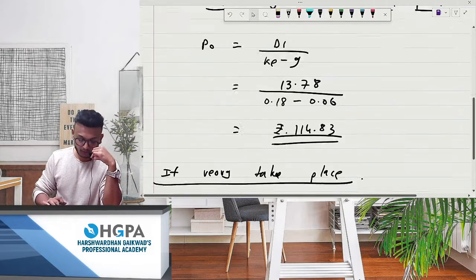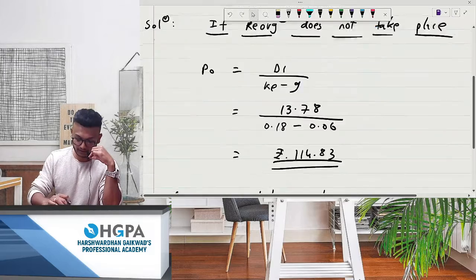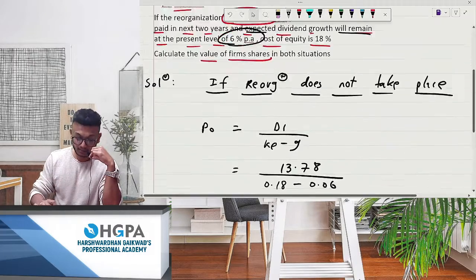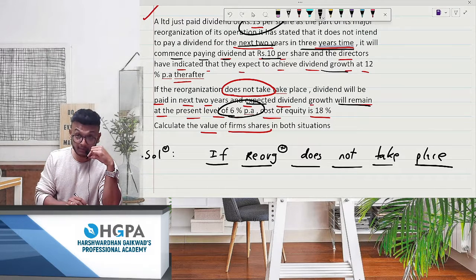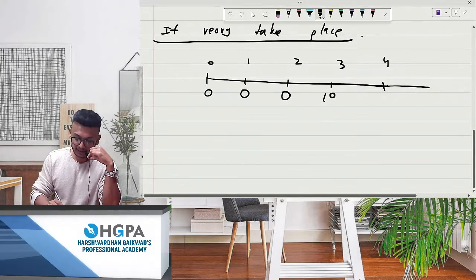So what they have told you is they don't have any intention of paying dividend in the next 2 years, in 3 years' time. So this is now 0, this is 0, this is 0. What is 0? Dividend. They're not paying dividend. But it will commence paying dividend at 10 per share, and directors have indicated that they expect to achieve dividend growth at 12% thereafter. So I'll write here 10. This is my dividend 3. I'll write it as D1, D2 and D3.